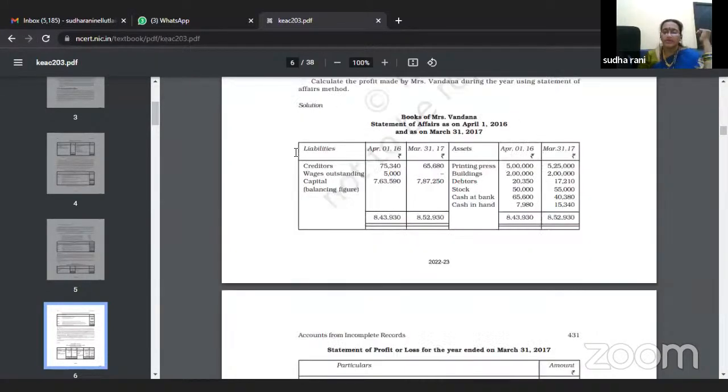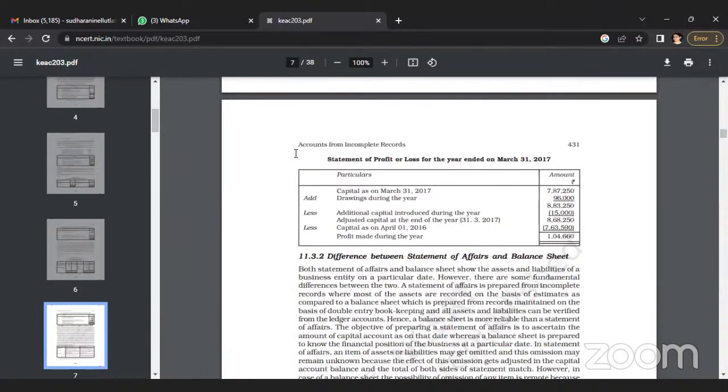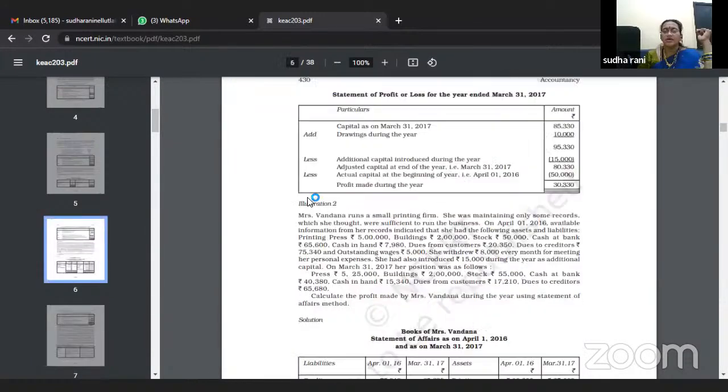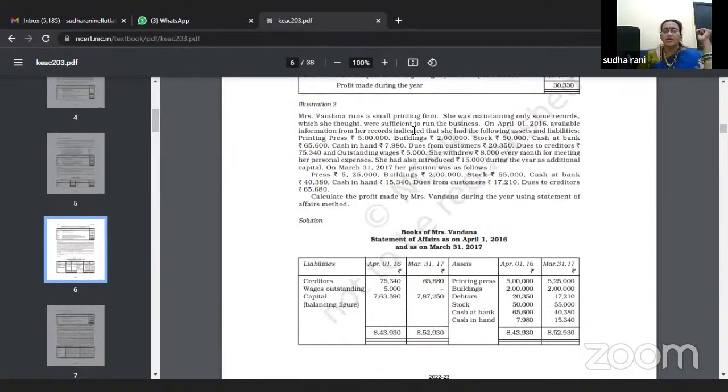Now let's see our next question, illustration 2. Look at illustration 2. Mrs. Vandana runs a small printing firm. She was maintaining only some records, which she thought was sufficient to run the business. On April 1st, 2016, available information from her records indicates that she had the following assets and liabilities. 1st April 2016 means you are supposed to calculate opening capital.